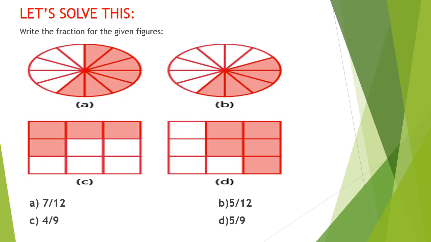See figure C, you have 9 divisions, 9 parts. So 9 will be your denominator. And how many shaded parts are there? 1, 2, 3, 4. So 4/9. And in figure D, you have 1, 2, 3, 4, 5. 5 shaded. So 5/9.